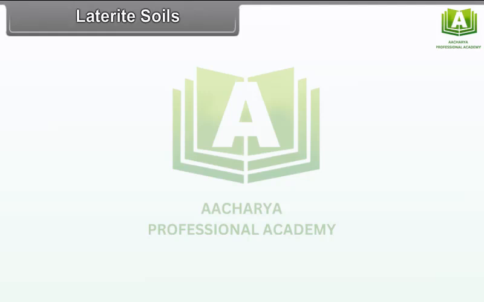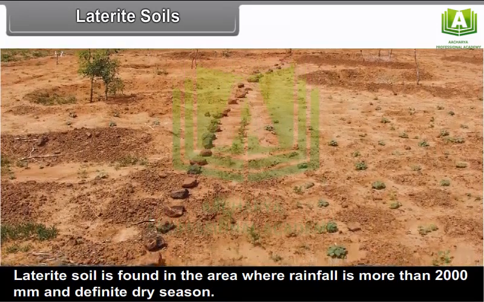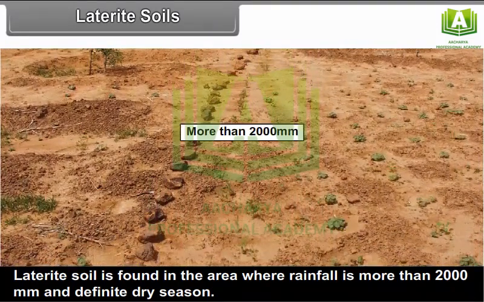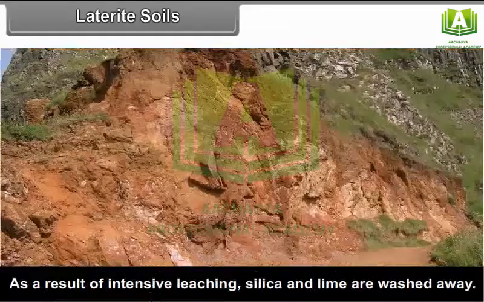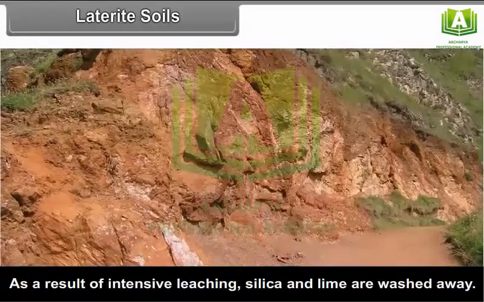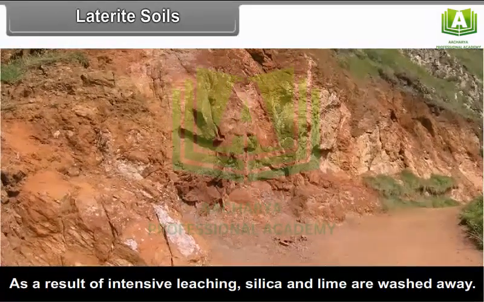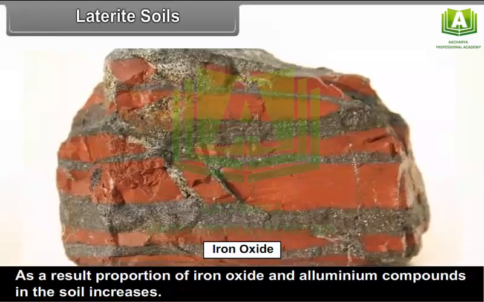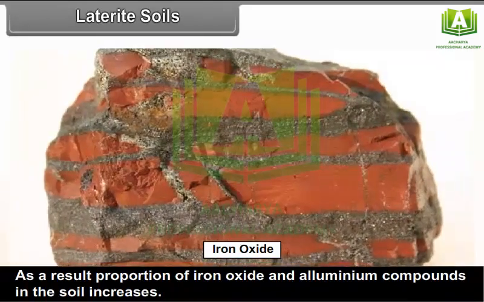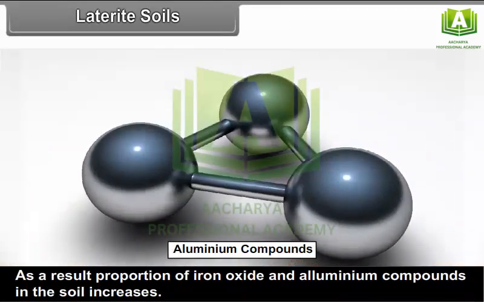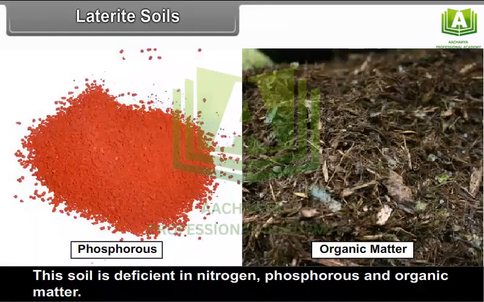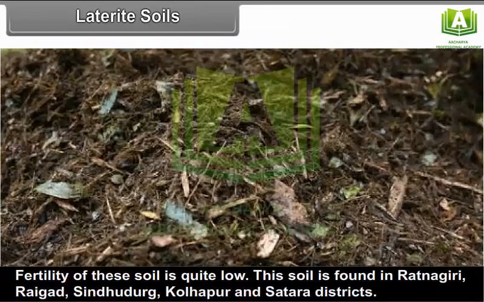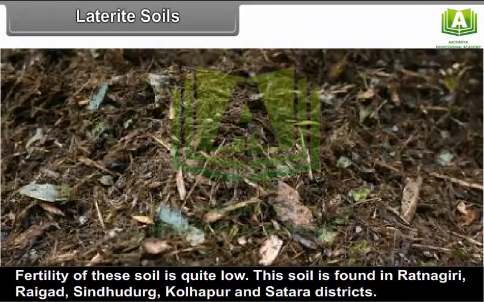Laterite soils. Laterite soil is found in the area where rainfall is more than 2000 mm and definite dry season. As a result of intensive leaching, silica and lime are washed away. As a result, proportion of iron oxide and aluminium compounds in the soil increases. This soil is deficient in nitrogen, phosphorus and organic matter. Fertility of these soil is quite low.